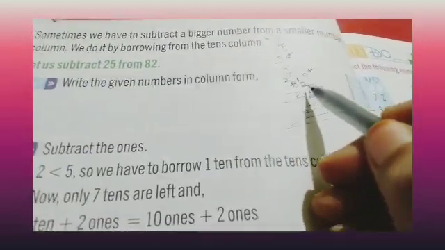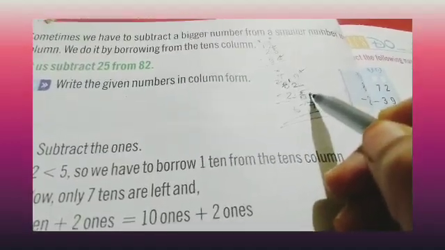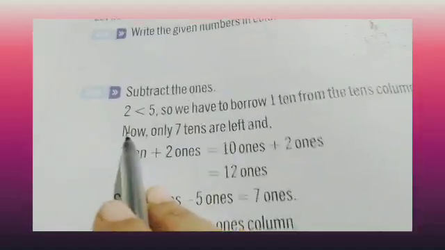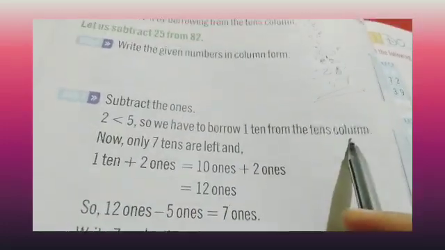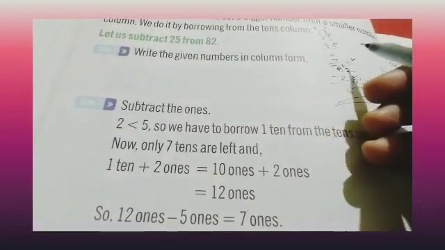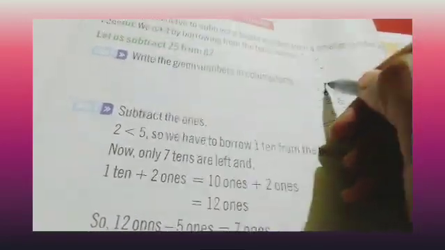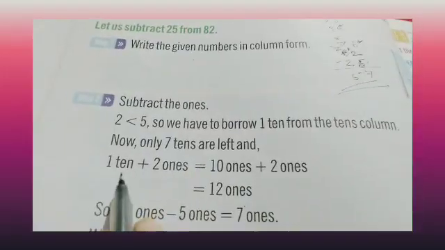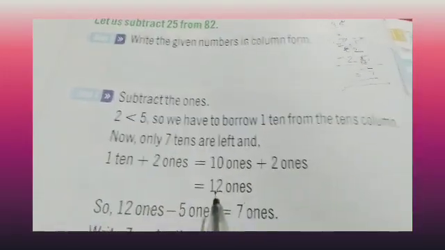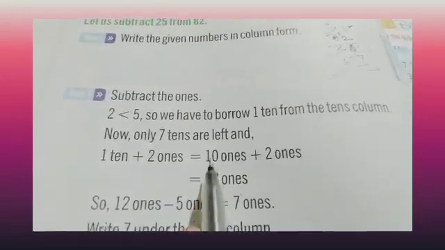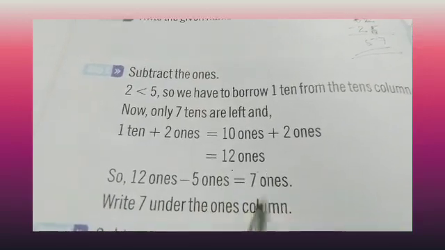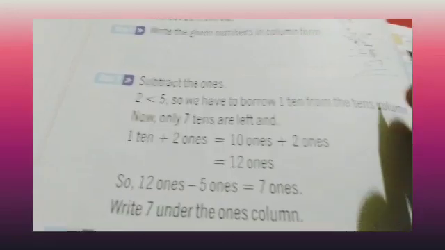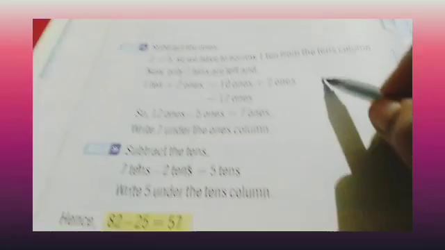Now the question is, how does 2 become 12? So children, look, 2 is smaller than 5. So we have to borrow 1 ten from the tens column. The tens column doesn't give one number, it gives 1 ten. That's why 1 ten plus 2 ones makes 12 ones. Okay children? And so 12 ones minus 5 ones is equal to 7 ones. Okay? So this is the procedure for how we subtract a two-digit number from a two-digit number.